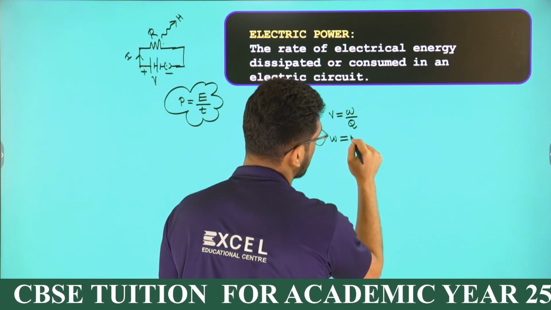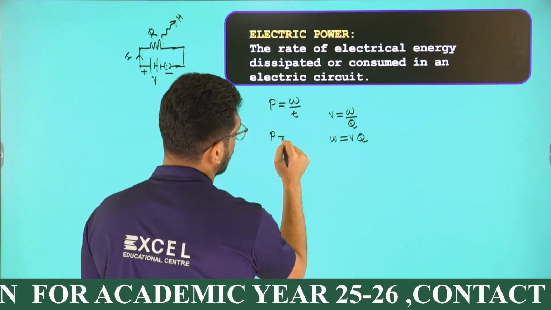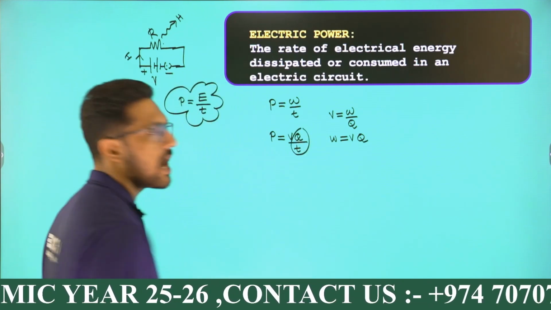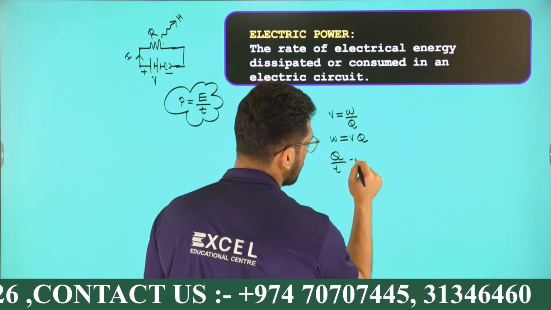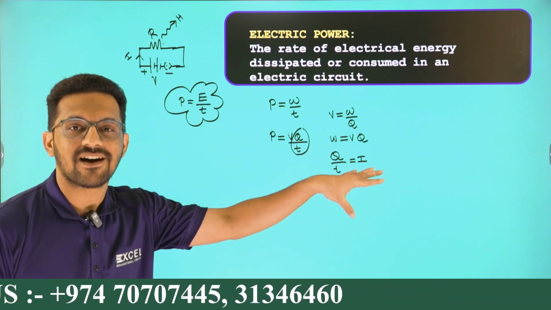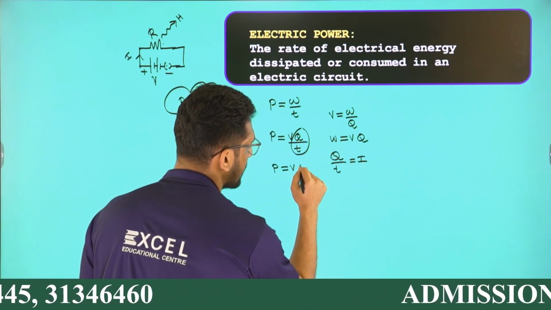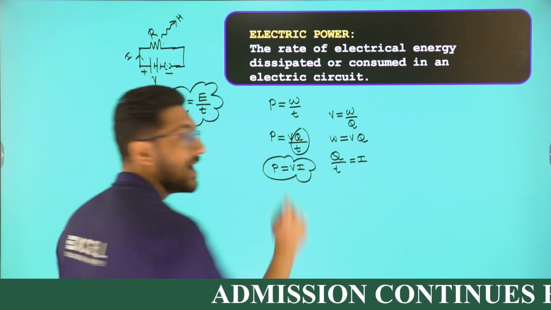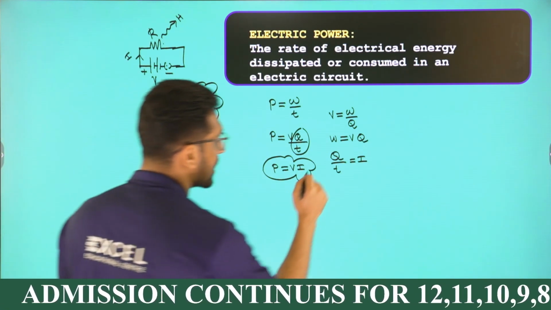So work can be written as voltage into charge. So P can also be written as voltage into charge divided by time. What is this charge divided by time? Charge divided by time is actually current. Rate of flow of charge is current. That means you can write this equation as voltage into current. This is the electrical power.